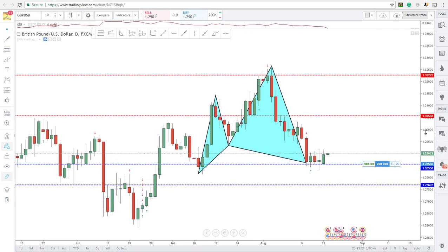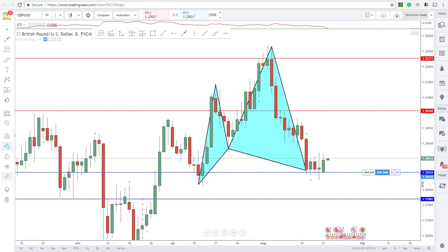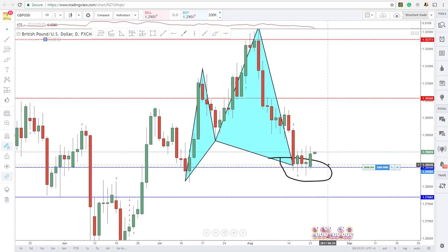And on this pair, we actually had a cipher pattern completion that we pointed out last week, along with this blue level of structure that you see at the 1.2855 zone right here. And what I'm going to do is play you guys a clip from that video where we pointed out this level as a potential trading zone, and then I'll come back to discuss why we decided to actually enter this trade. So let's take a look at that clip.